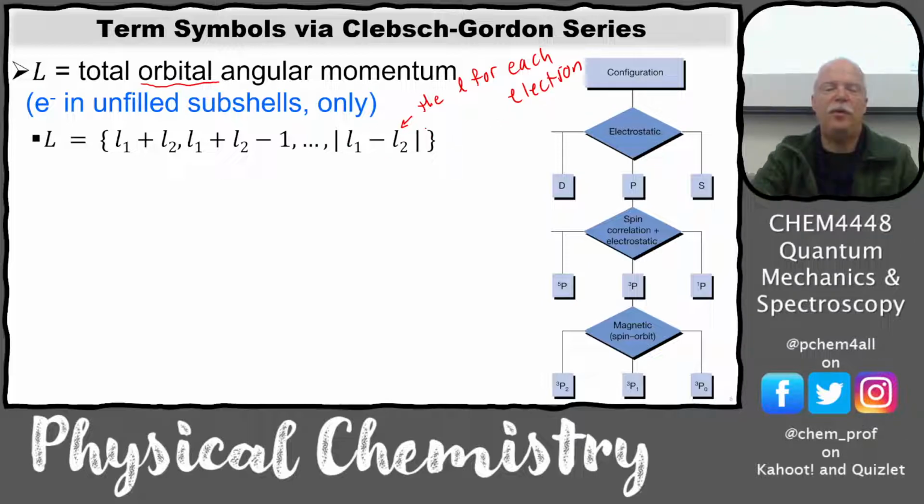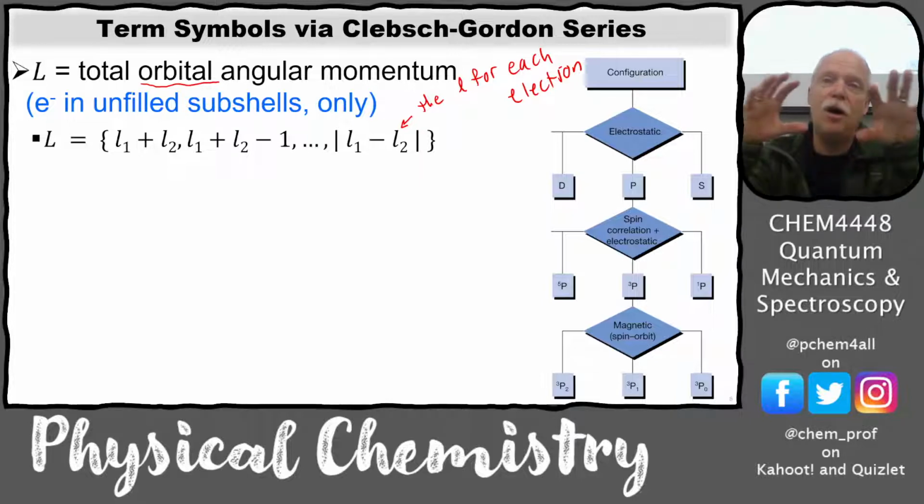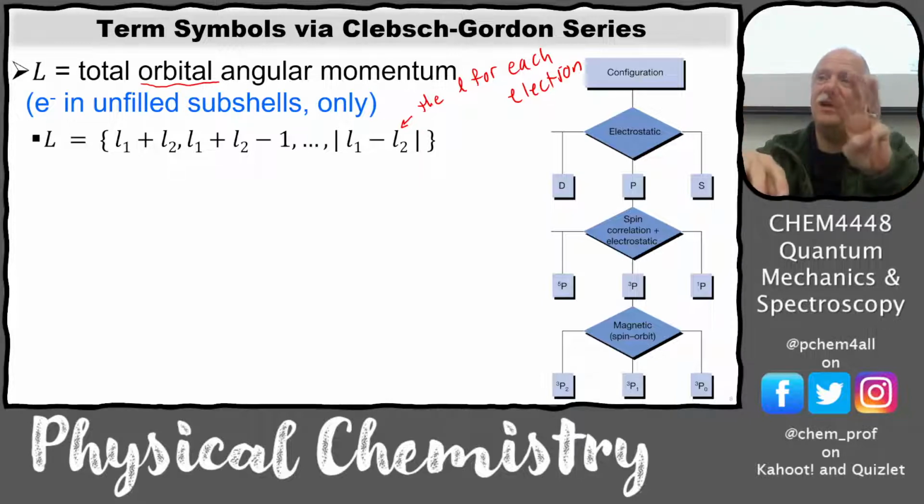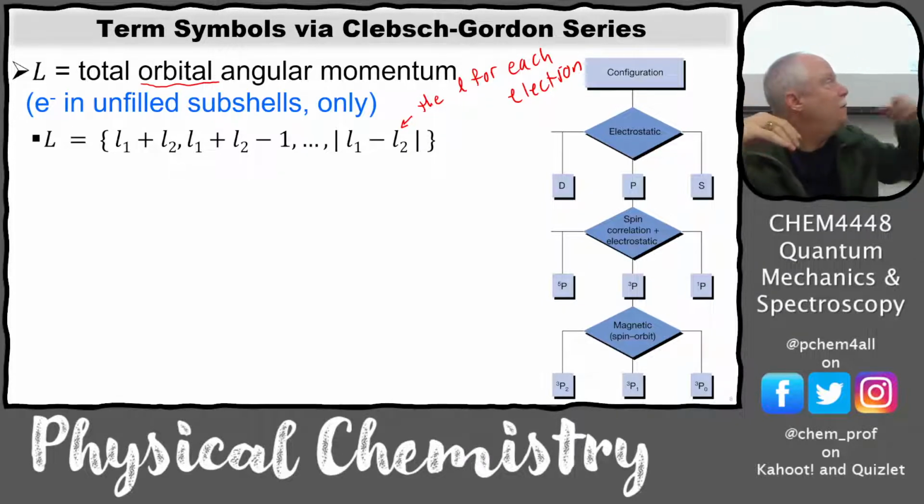And so we couple them 2 at a time. Now, this can get really, really long and tedious if you had 3 electrons and 4 electrons, because you combine the first 2 and come up with the capital L, and then you take all of those capital L's and combine them with the 3rd electron. So you expand the set, and then you take that set of L's and combine it with the 4th electron and keep going.